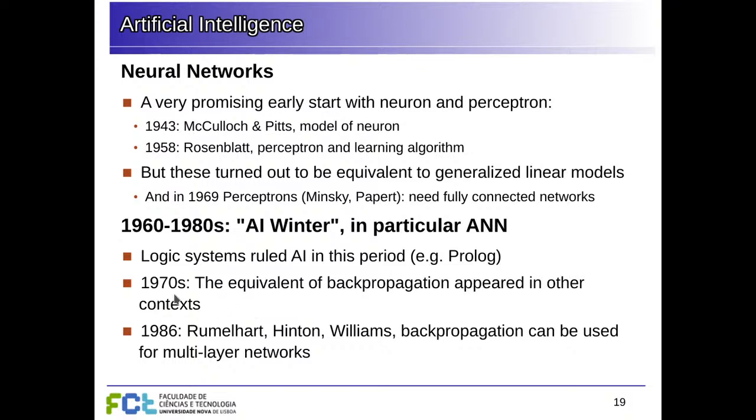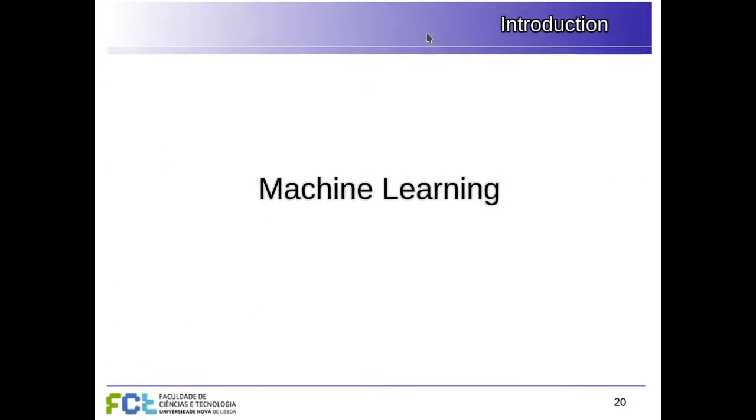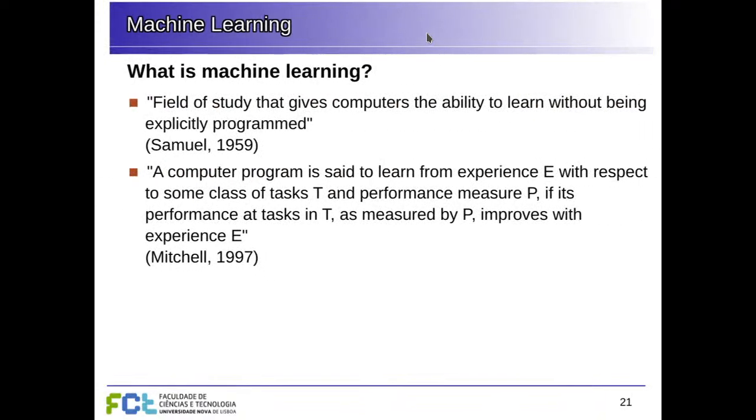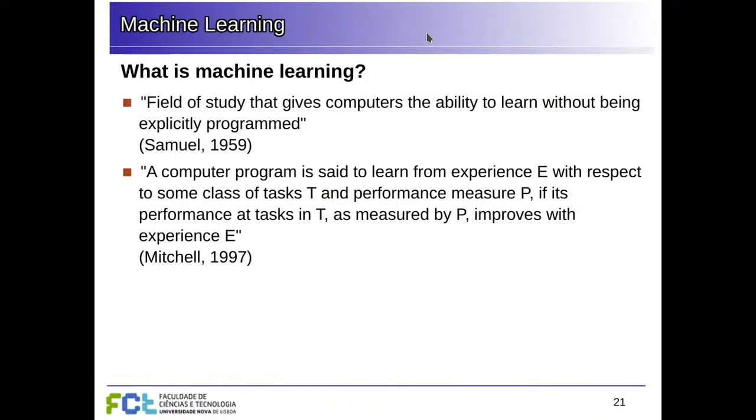However, in the 70s, this algorithm of backpropagation already appeared in different contexts, in engineering and so forth, and it was adapted in 1986 to train multi-layer artificial neural networks. And this was an important step, because if we have multiple layers, we'll see we can go beyond these limitations of a linear classifier. So let's move now to the part of artificial intelligence that is machine learning. Once again, we have something that is not new. The basic idea, we have this from 1959, is that we can give computers the ability to learn.